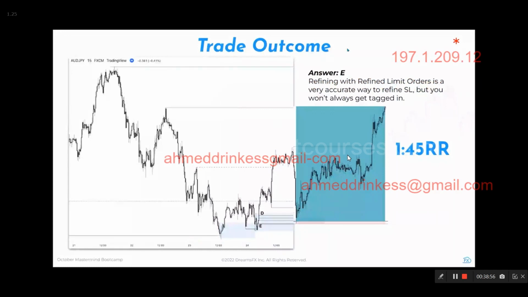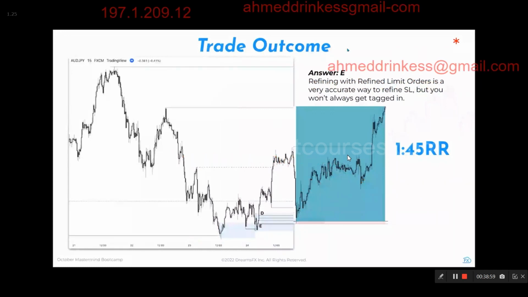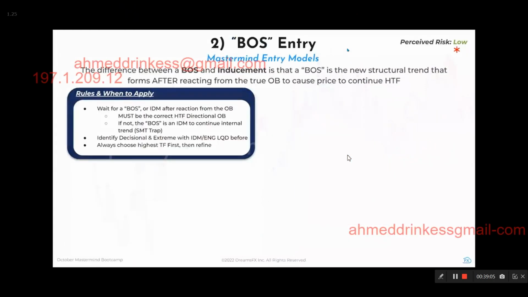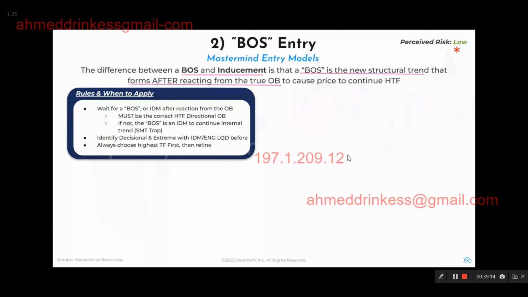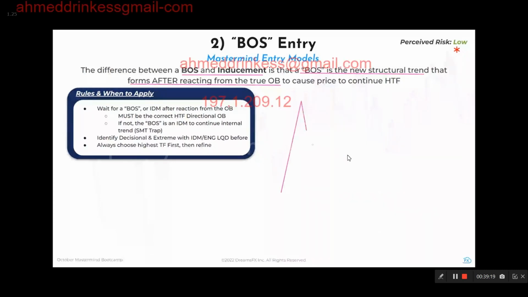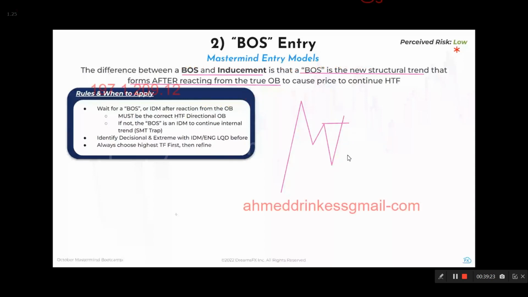All right, so now adapt to any scenario. Okay, so the next one, typical BOS. Key point here. Remember, you guys should at this point all know the key difference between a BOS and an inducement: a BOS is the new structural trend that forms after reacting from the true order block. If you see something like this, is this a BOS or an inducement? Is that a BOS or an inducement?